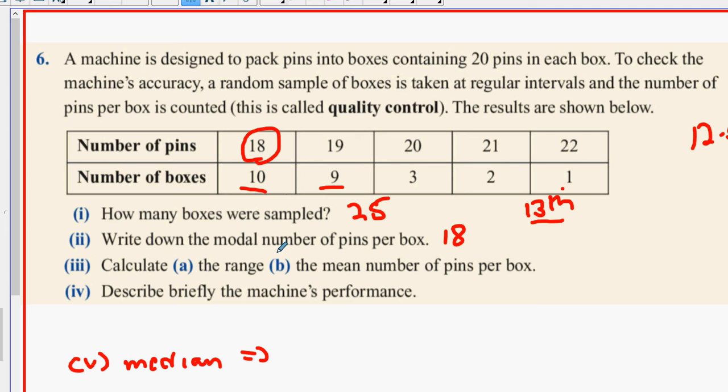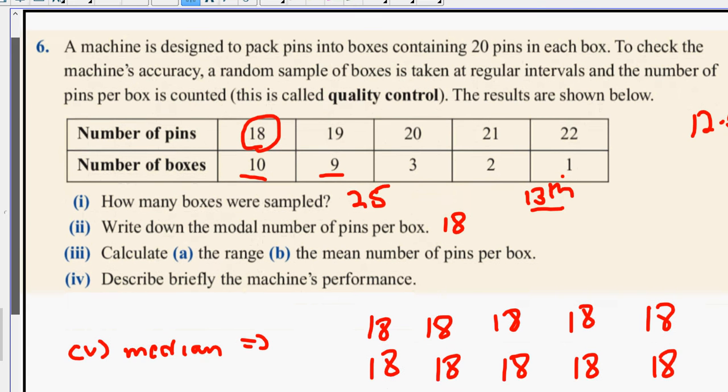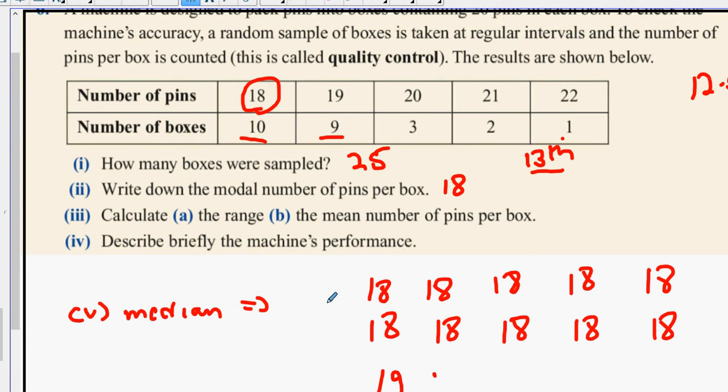There's 18, 18, 18, 18, 18. There's the first 5. There's the 6th. There's the 7th. There's the 8th. There's the 9th. There's the 10th. Everybody cool with that? There's the 11th. There's the 12th. There's the 13th. The 13th score has to be 19. That makes sense? Eventually you'll be able to do it without drawing it out. Okay? So the median would be 19 if I asked you for it.